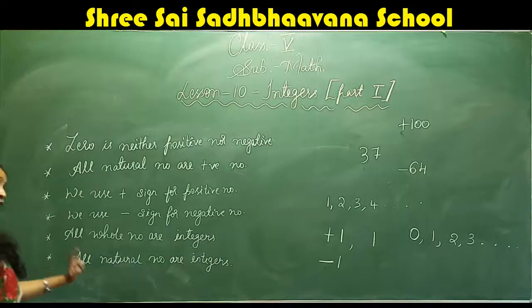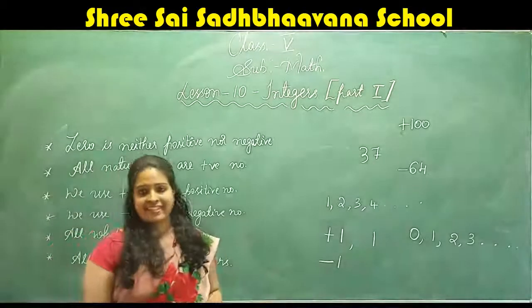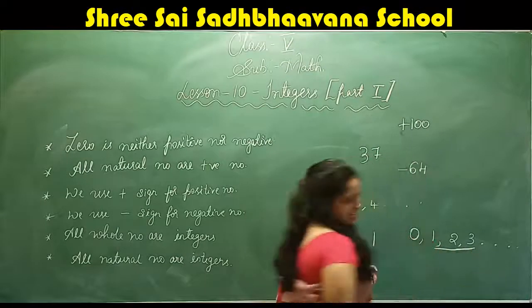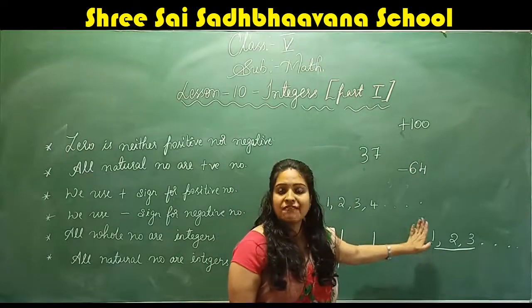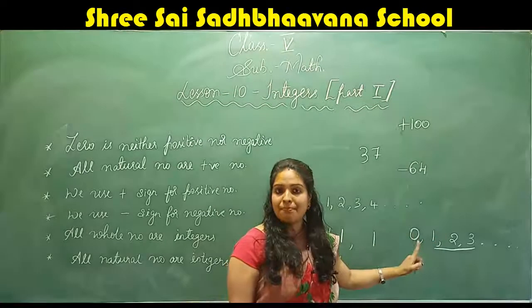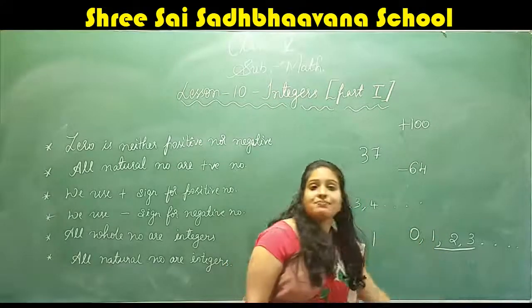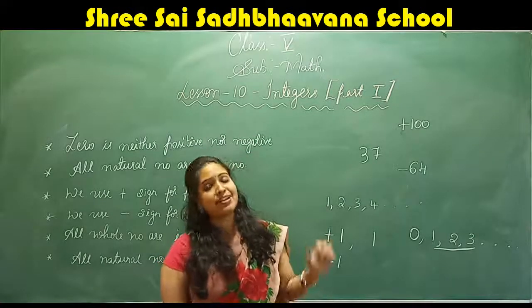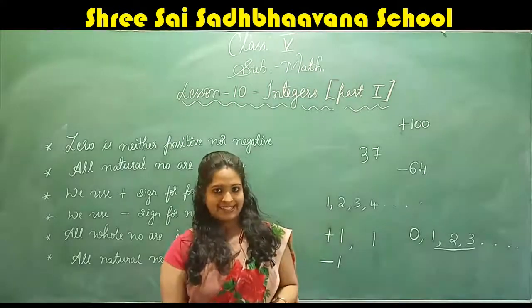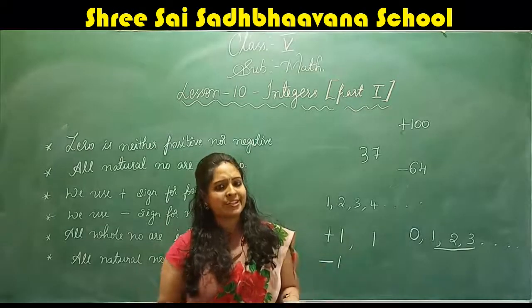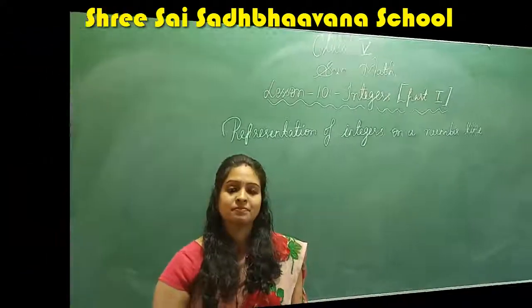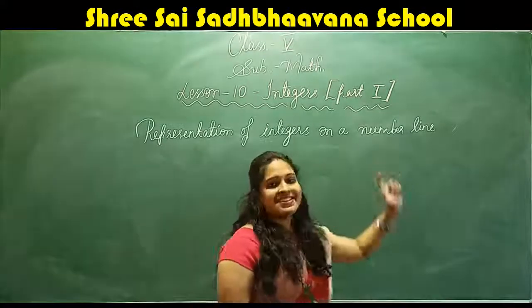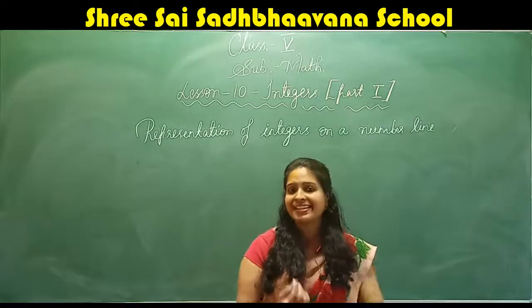Then coming to the next one. All natural numbers are also integers. See here, these are called natural numbers because there is no zero. If there is a zero, then it is nothing but whole numbers. If there is no zero, then this set of numbers is known as natural numbers. So all the natural numbers are also integers and all the whole numbers are also integers. Now you got what we mean by integers? I hope yes. Children, now let us discuss the representation of integers on a number line. How to represent the integers on a number line.